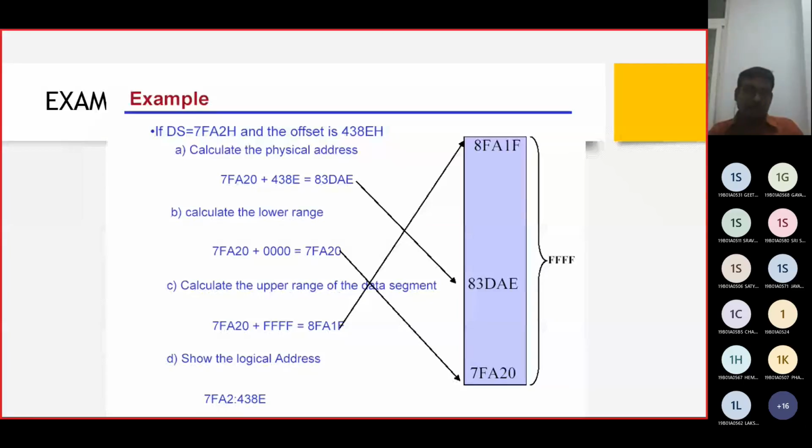Again, these are all the holistic examples for you to understand how to calculate the physical address. So we will start with the very first one. Data segment starting address is 7, 4, sorry.